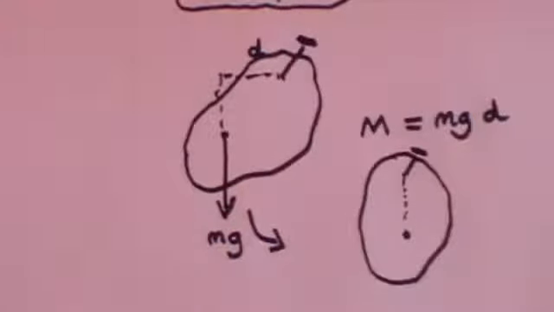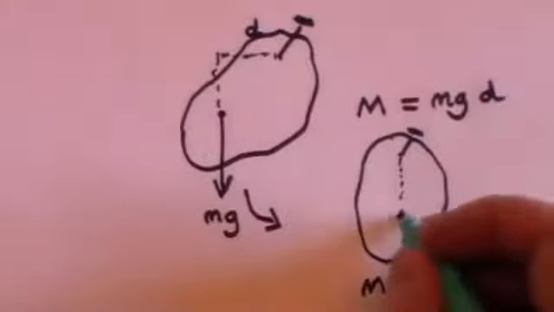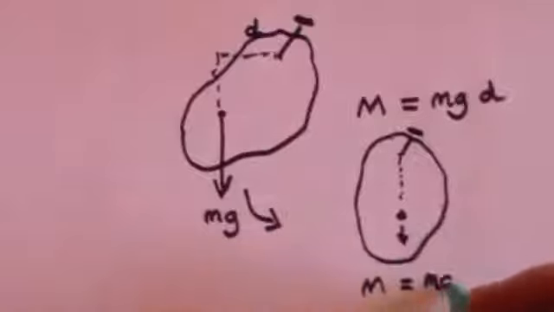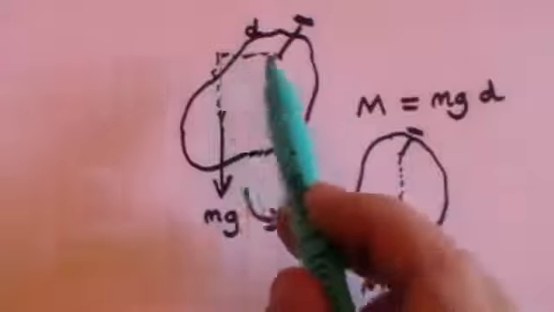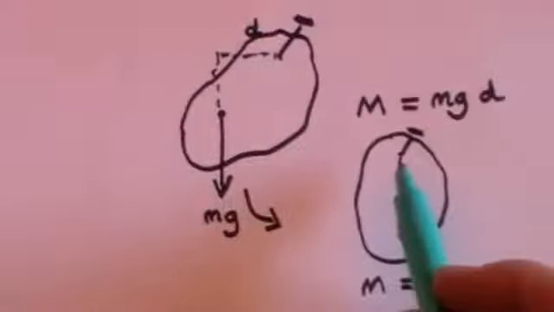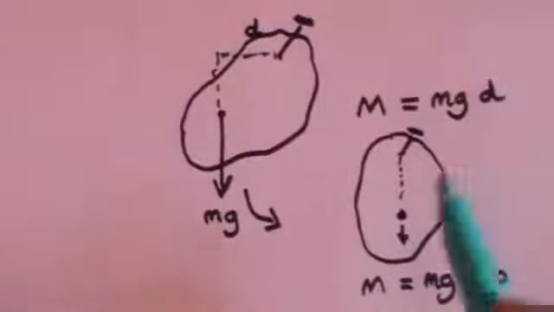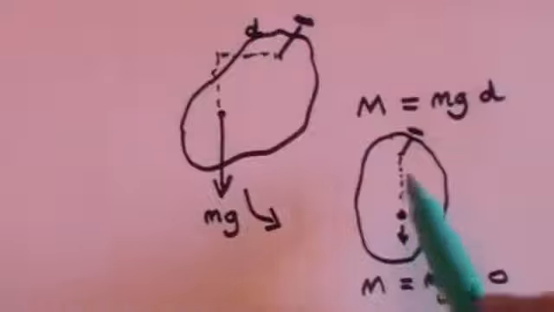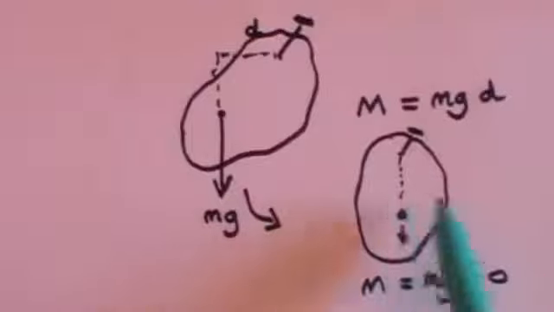Why? Because the moment of the force then is still going to be force times distance. The force remains mg, but what is the distance, this equivalent distance? Now, the answer is 0. There is no distance. So the moment of the force when the centre of mass is vertically below the pin is 0. There is now no turning force. That's why this doesn't swivel anymore.